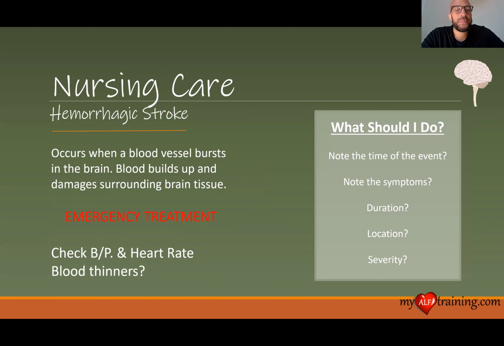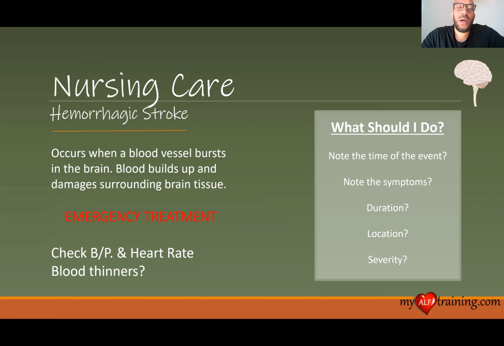Now, last but not least, a hemorrhagic stroke. This is the third type of stroke we talked about. A hemorrhagic stroke occurs when a blood vessel bursts inside the brain. The blood builds up and it also damages tissue around the brain. Again, this is going to need emergency treatment. There aren't any signs or symptoms that distinguish a hemorrhagic stroke from a TIA or from an ischemic stroke. They all generally lead to the same signs and symptoms.